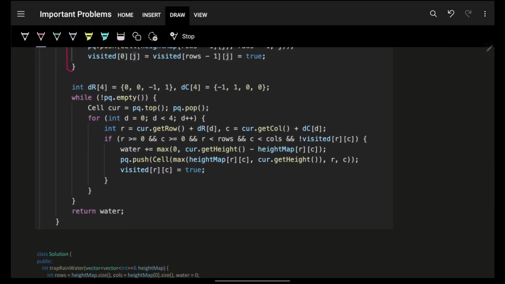Now comes the fun part. I will simply apply a BFS while my priority queue is not empty. Get the current cell. Get me all the 4 directions, which give the new row, new column. I will check if it is a valid cell which I'm going to, and also that it is not visited. Only in that condition, get me the extra water I can have.